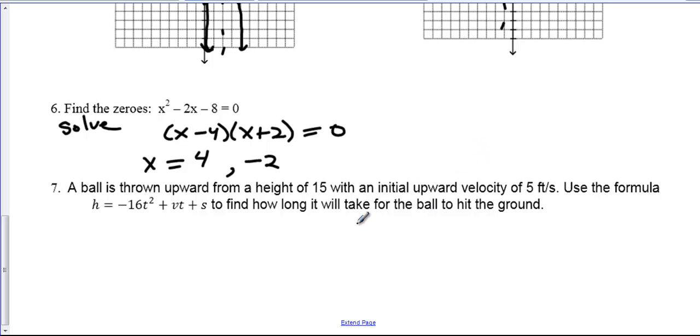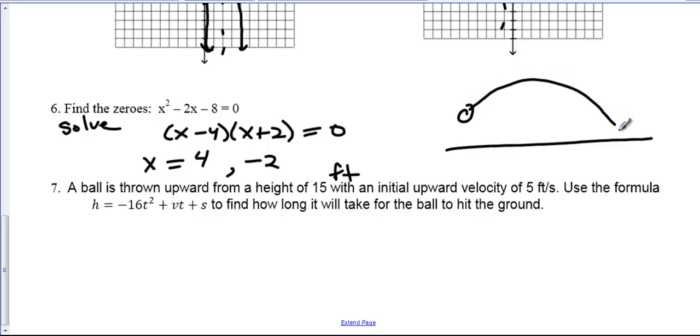The other way I'm going to show you is on your calculator. So we have a ball thrown upwards from a height of 15. I guess there should be a measurement there, so 15 feet, with an initial upward velocity of 5 feet per second. We want to use this formula to see how long it will take for the ball to hit the ground. That's the same thing as saying what's the zero, because when it hits the ground, so here's the ball, it's 15 feet in the air, it gets thrown, and it hits the ground. That's the x-intercept, which is the same as the zeros.